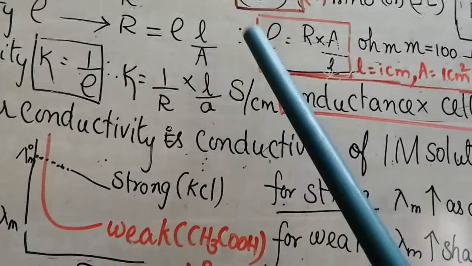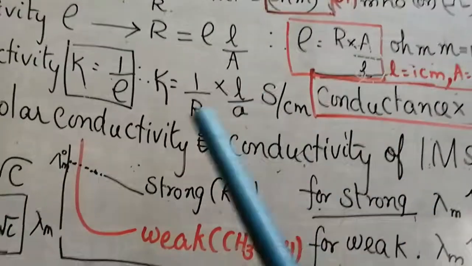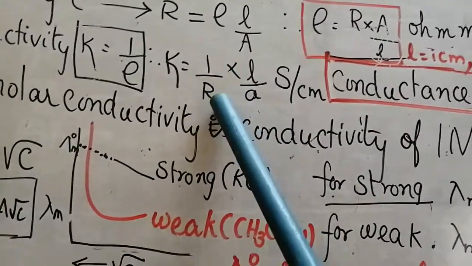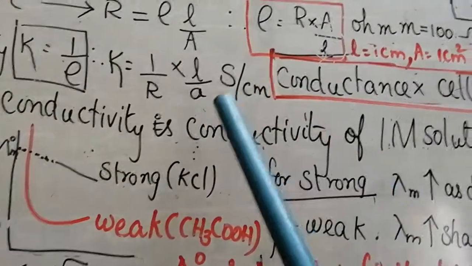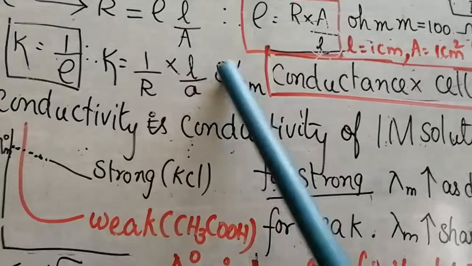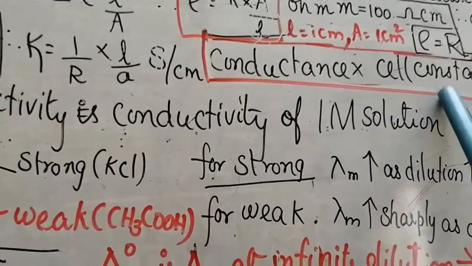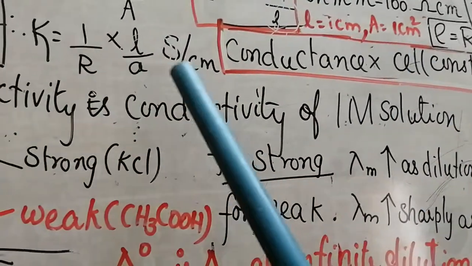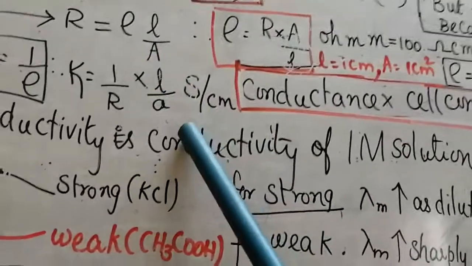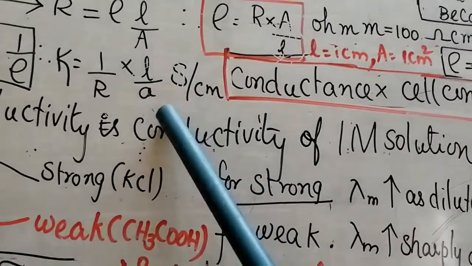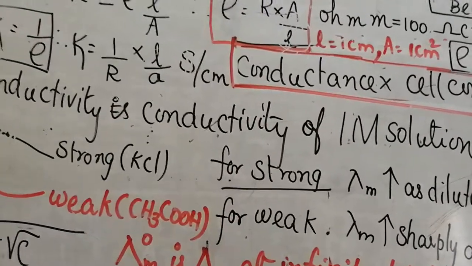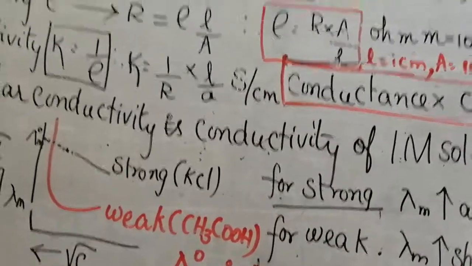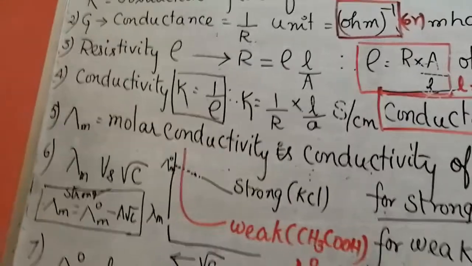What is conductance? As we have learned, conductance is 1 by R, that is 1 by resistance. So 1 by R can be written as conductance, into this L by A, which is called the cell constant. This cell constant will be the same for all the solutions used in the same conductivity cell. Now we have seen the conductivity cell, it will be like a tank having platinized electrodes.